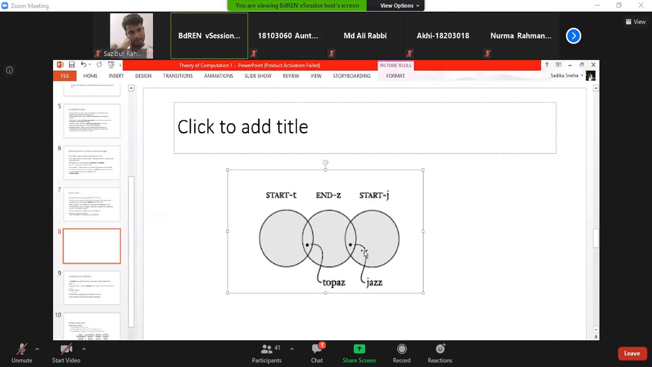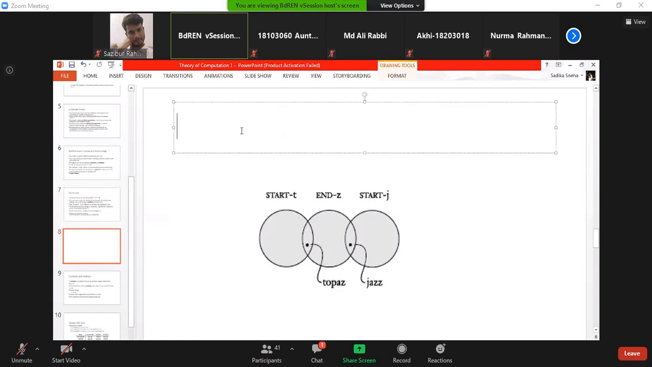Now this one is also the same. It starts with J and ends with Z. So this is how a Venn diagram is drawn for different sets. Let me give you a set and you draw me the Venn diagram. I will see the answers, and you have to mention each part inside the diagram.